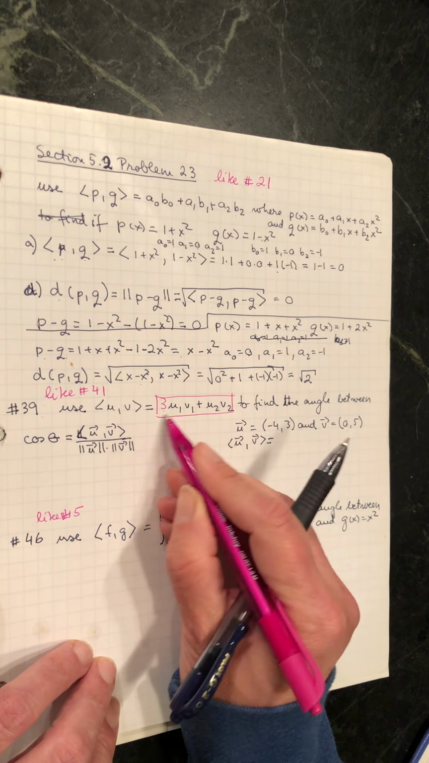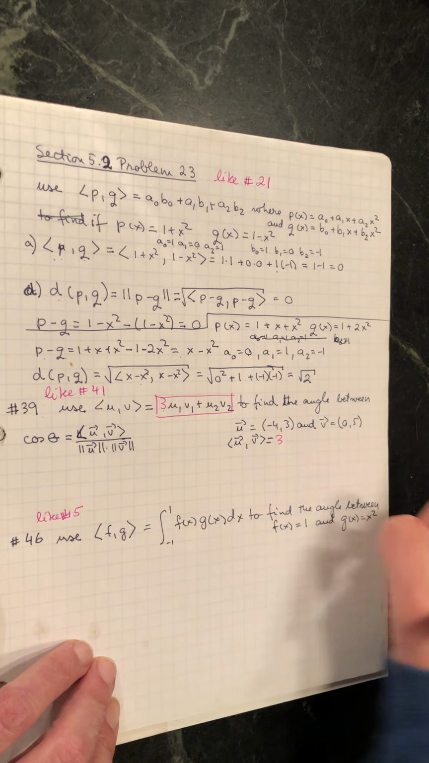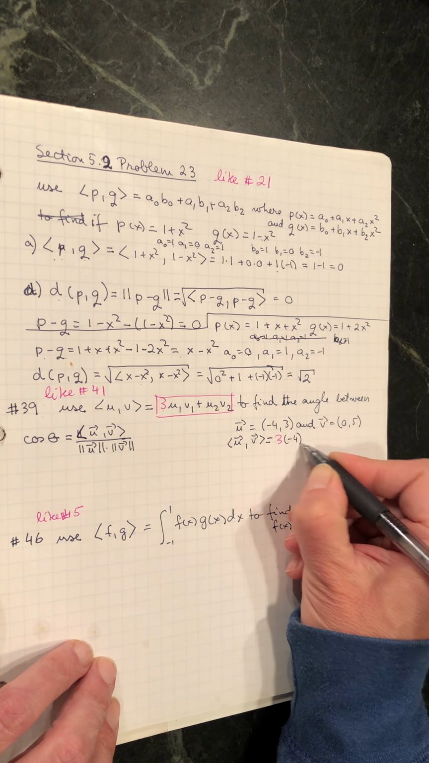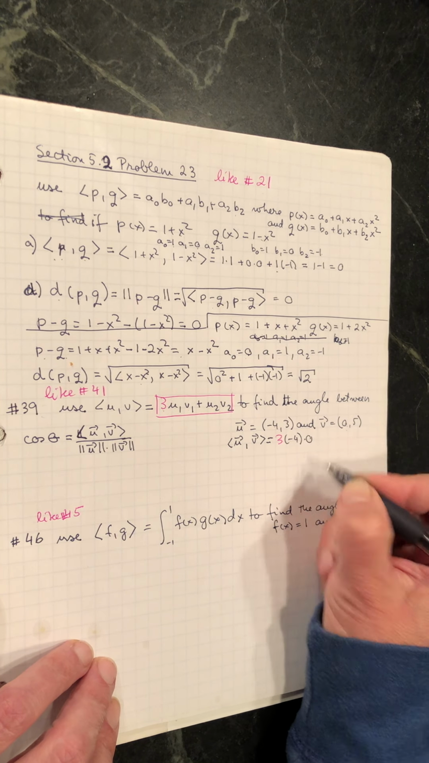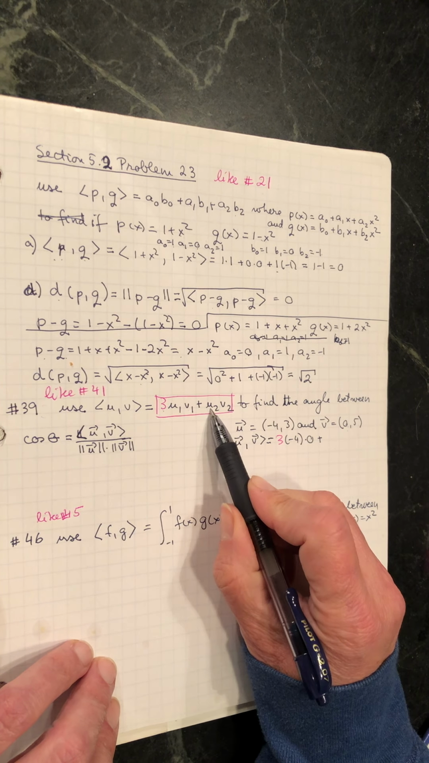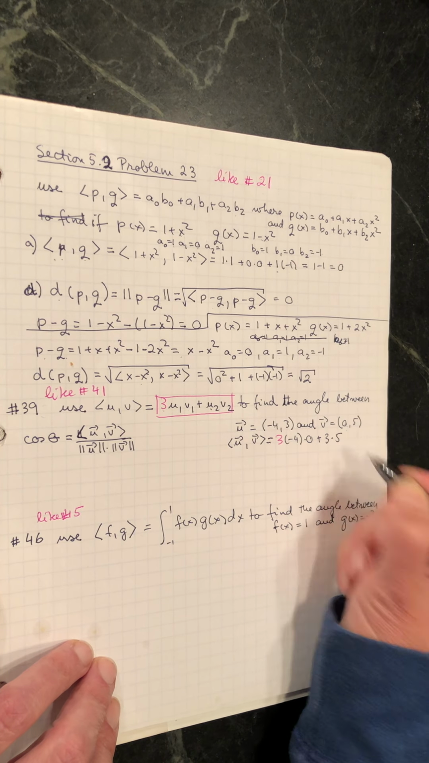So this is where I'm going to look to figure out what I'm computing. The way the product is defined tells me to do 3, right, this 3, times u1, that's negative 4, times 0, plus u2, that's 3, times 5.